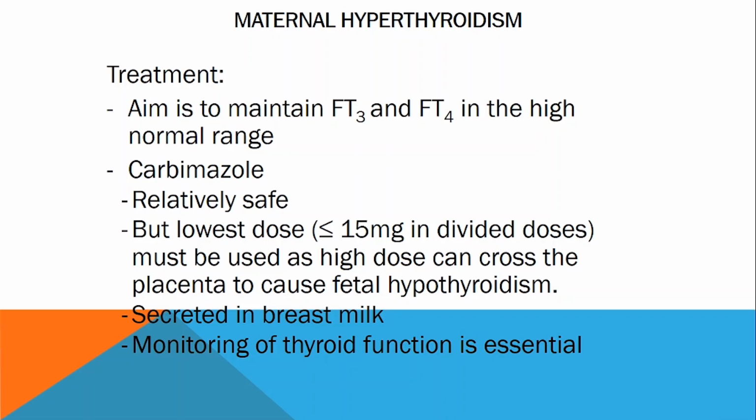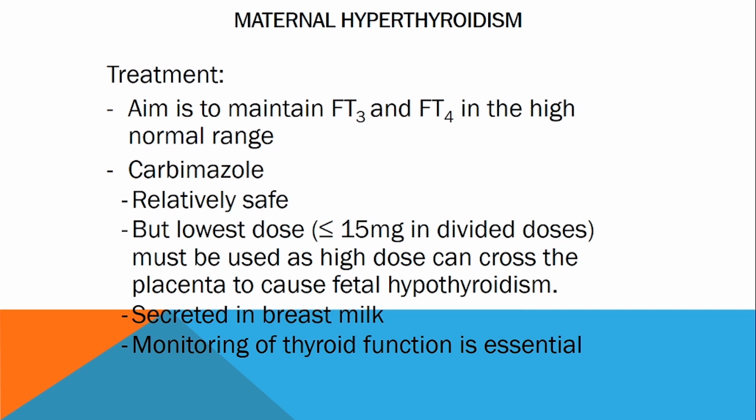So, what is the treatment like? The aim of treatment is to maintain free T3 and free T4 in the high normal range in order not to precipitate hypothyroidism, whose effect could be more grave than what you're actually treating. One of the commonest drugs being used is carbimazole. And carbimazole essentially is relatively safe in pregnancy, but the lowest dose should be used.